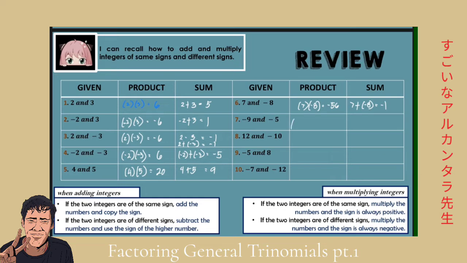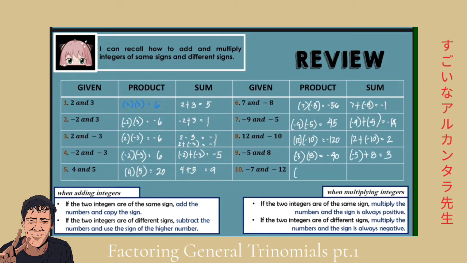Now we have the same sign here, so the answer should be positive. So this is positive 45. And we have negative 9 plus negative 5. That's equal to negative 14. Next, you have 12 and negative 10. If you multiply these two numbers, this should be equal to negative 120. But if you add these two, since 12 is higher, the answer should be positive. So this is positive 2. We also have negative 5 times positive 8. This is equal to negative 40. If you add these two numbers, we will get positive 3.